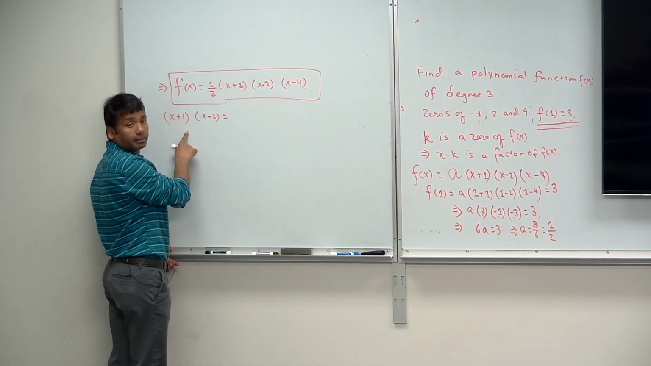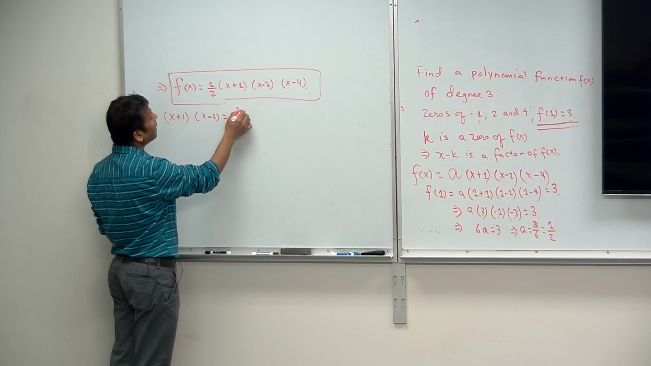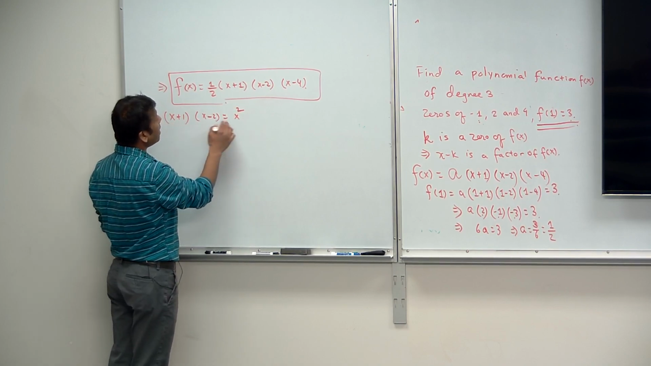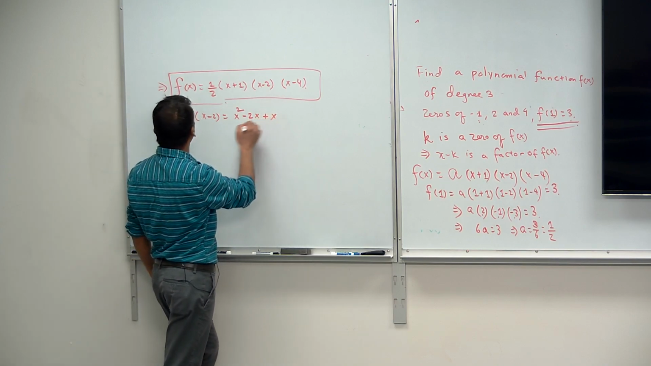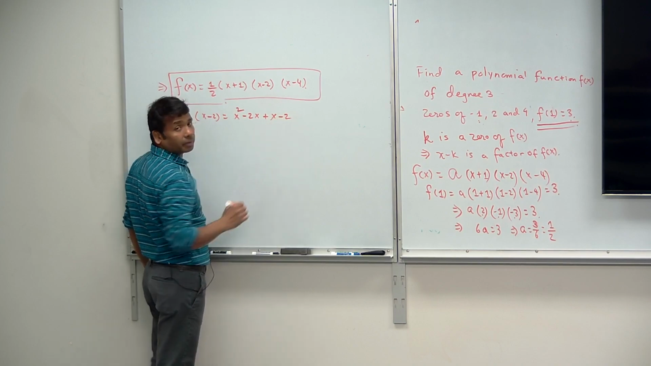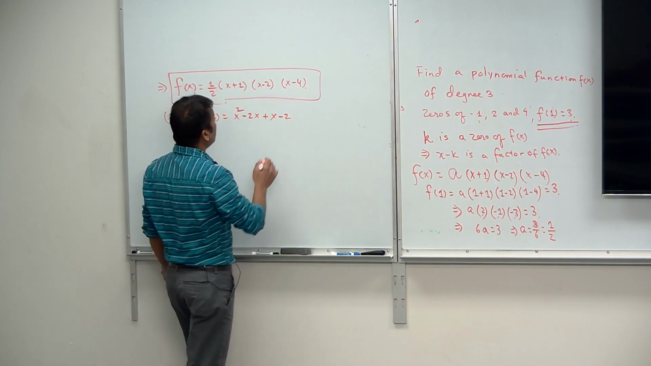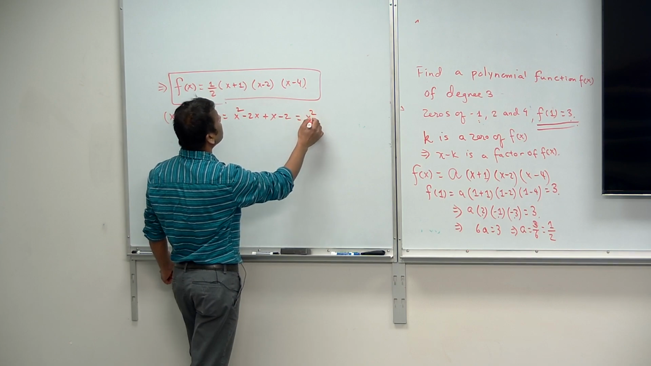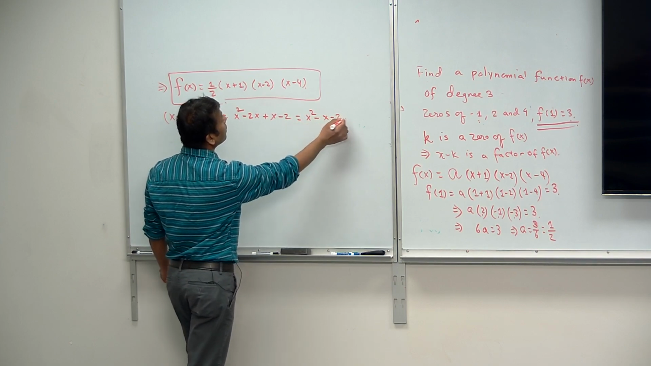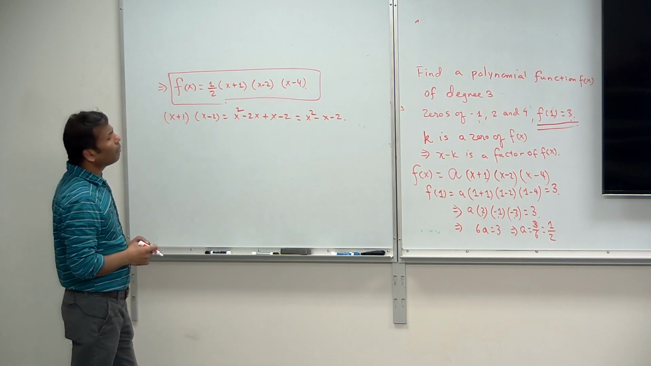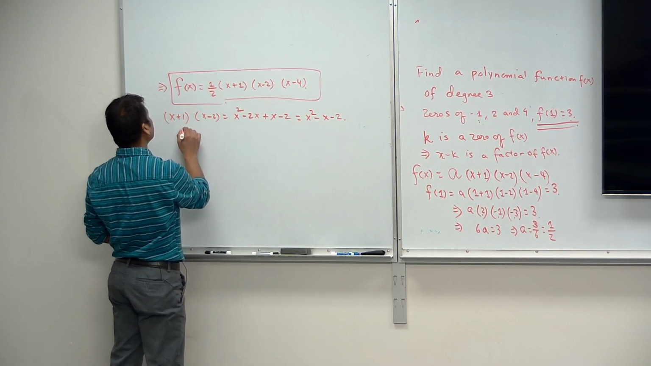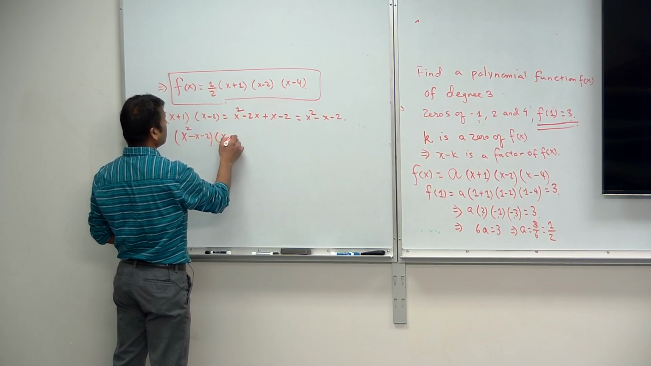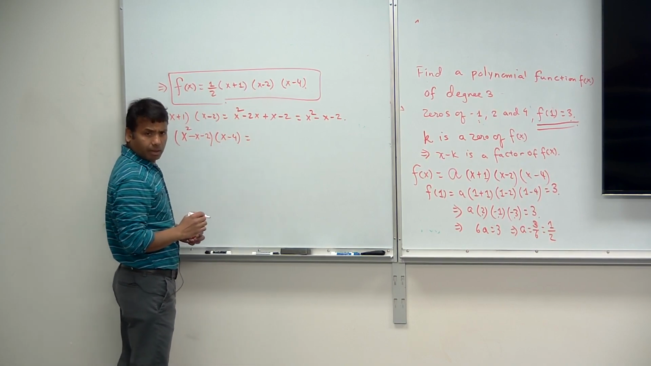So now let's use FOIL. What is x times x? X squared, right? X times negative 2, negative 2x. Positive 1 times x, x. 1 times negative 2, negative 2. Right? And so it will be x squared minus x minus 2. Right? And then you multiply this, x squared minus x minus 2, by what? X minus 4. Are you guys with me?